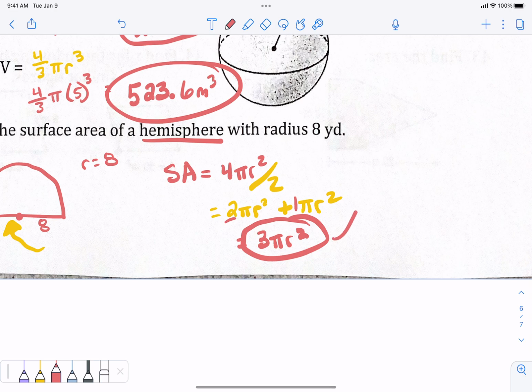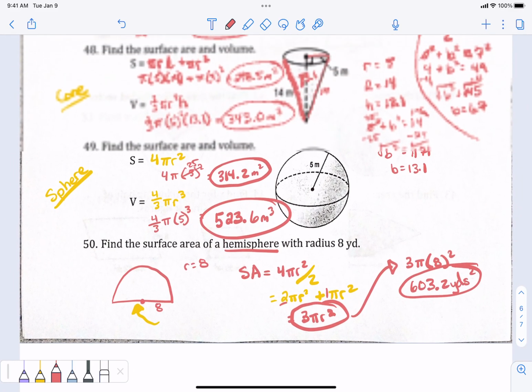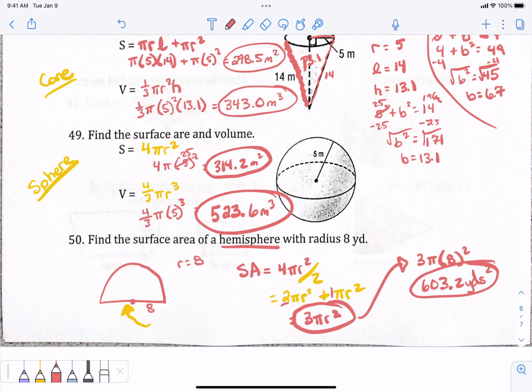Okay, now let's plop our stuff in. Save that formula, because if I ask you for surface area of a hemisphere, you'll know. 3 pi r squared is 3 times pi times 8 squared. So 3 times pi times 64, and that is something like 603.2 yards squared for surface area. So surface area is 3 pi r squared instead of 4 pi r squared, because you still have to have an extra surface.